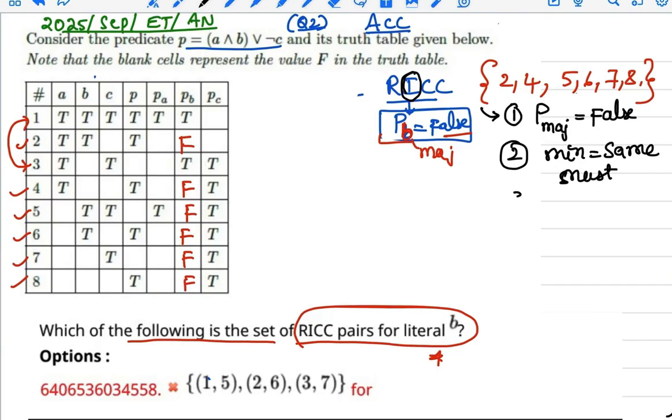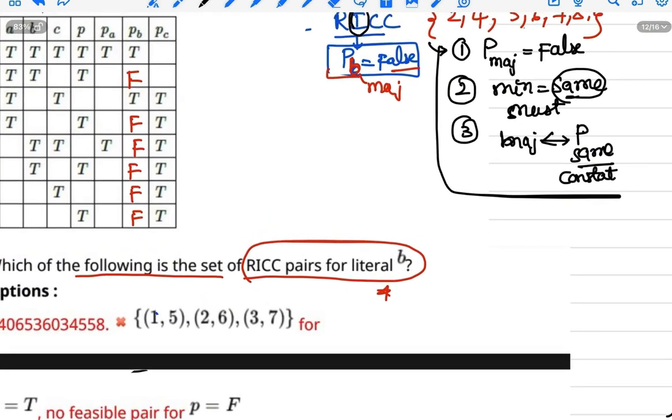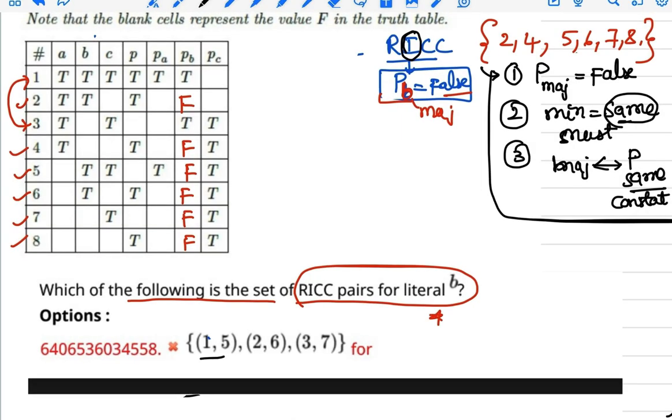And the third point is, if the major clause B flips, the predicate must be the same, constant, fixed. These 3 rules for RICC, friends. Now for the options, 1 by 1, 5, right?